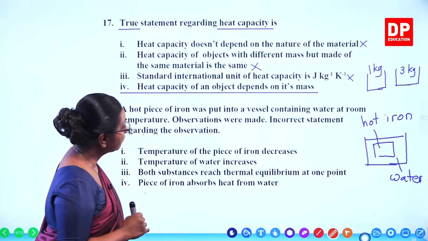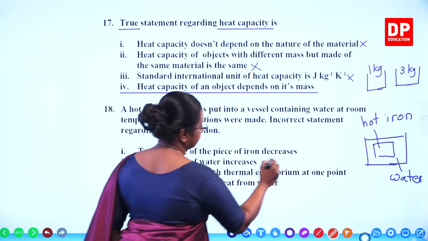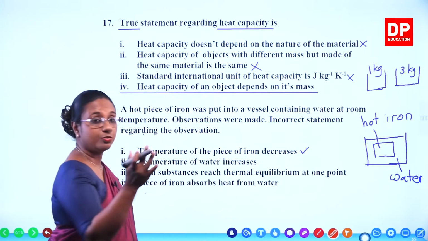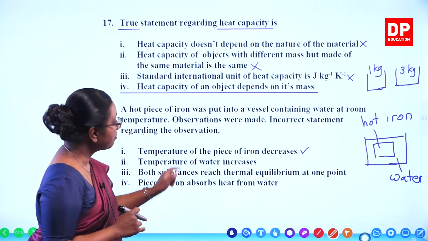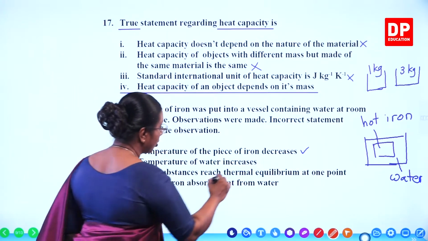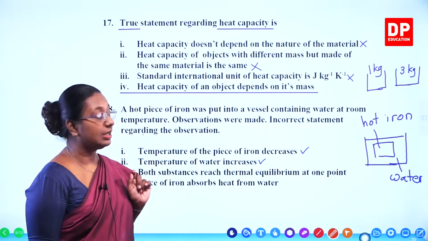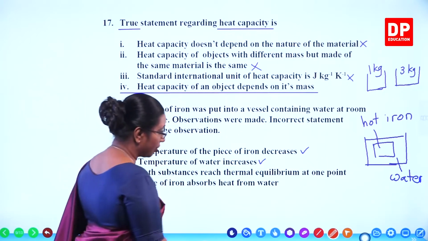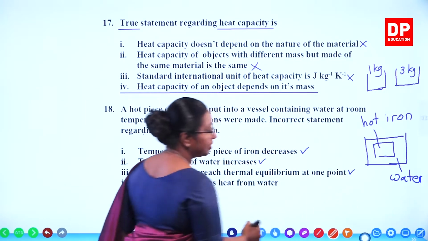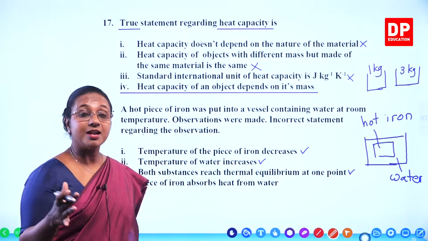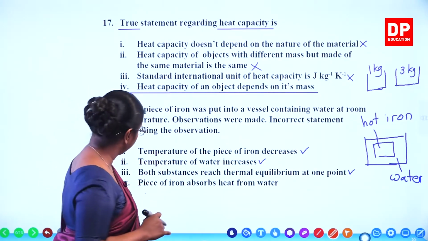So, the temperature of the piece of iron decreases. That is correct because it loses heat. The temperature of water increases. That is also correct. Both substances reach thermal equilibrium at one point. That is also correct. Until that point only, there will be heat transfer from iron to water.